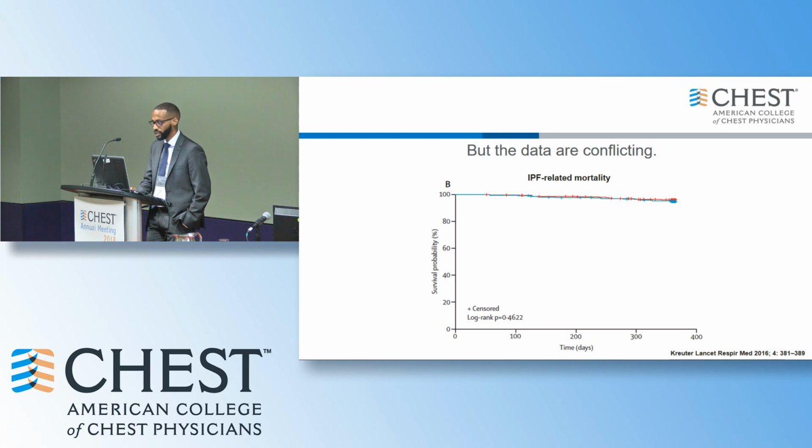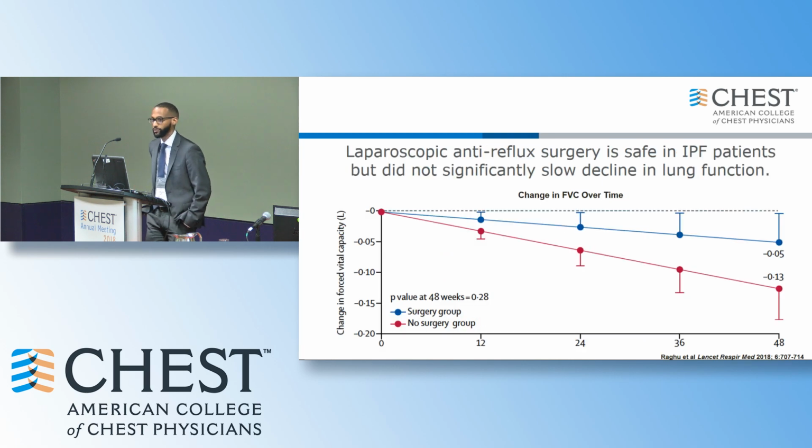And so the only prospective data that I have to show you looking at anti-reflux therapy in IPF patients was recently published this year, the RAP-IPF trial. What you see here on the y-axis is change in forced vital capacity, again in liters, and on the x-axis is weeks. The top line is those who underwent surgery, and the bottom line, which had a quicker decline, but non-significantly so, is those who ended up receiving no surgery.